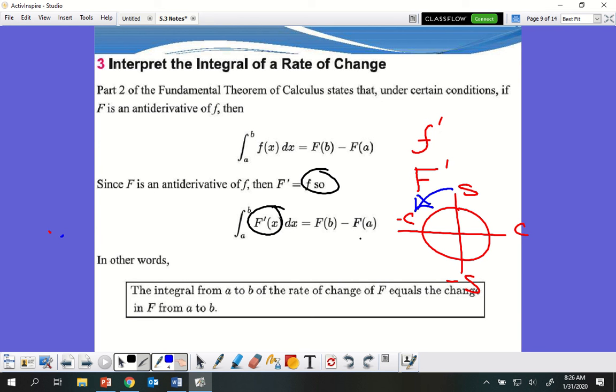But now if I put a prime right here, that means I'm taking the derivative. So now I'm going from negative cosine back to sine. Isn't that just the function I started with? So all this turns into just the function I started with. Okay, that's what we're trying to get at. In other words, the integral from a to b of the rate of change of f equals the change of f from a to b.